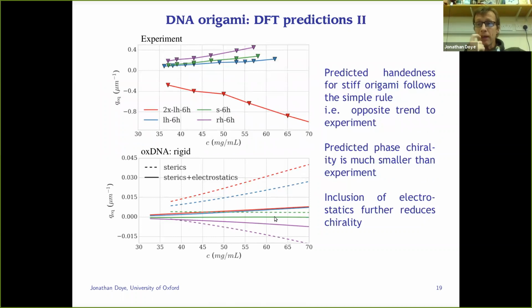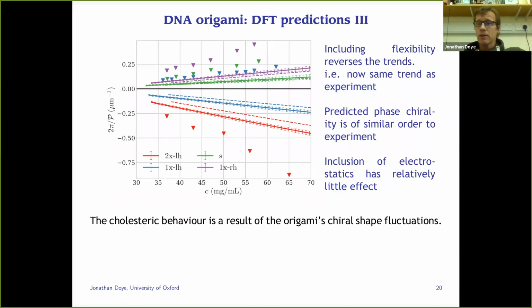But what we can do is, rather than using these rigid structures in our virial integrals, take ensemble structures from our simulations of these particles. And when we do that, the situation is totally reversed. The left-handed one is now left-handed, and the right-handed one is now right-handed. So we reverse the trend, and the predicted phase chirality is much closer to the experimental numbers. So they're much more chiral.